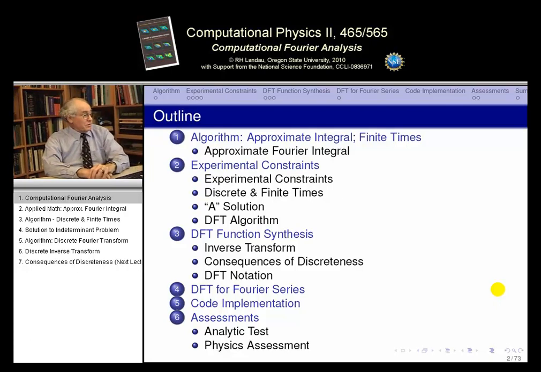And then we'll talk about how you use the same technique for Fourier series. Then we'll give an example of a code implementation. And finally, we'll send you on your way with some very hard problems. No, some easy problems to do, and problems we'll give you the right answers for. So let us begin.